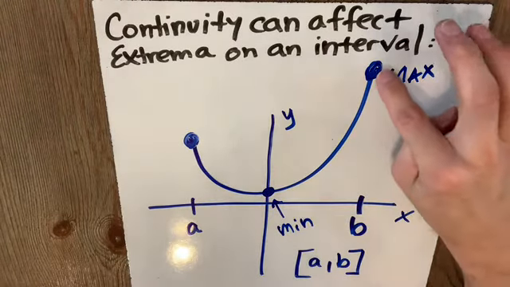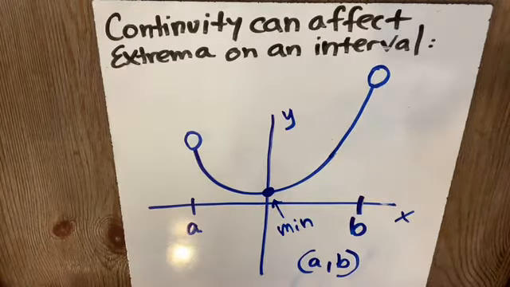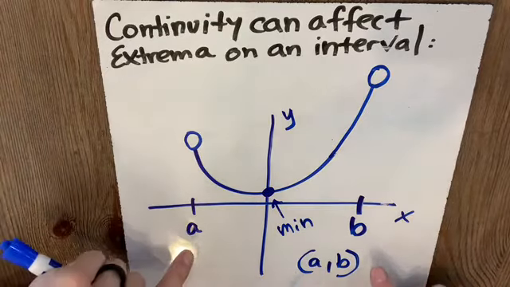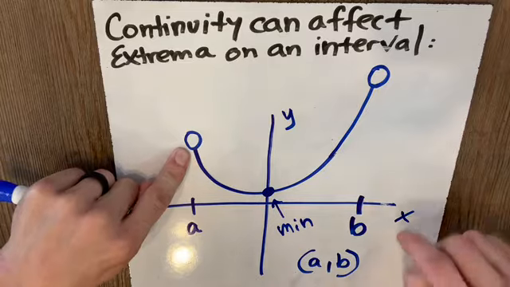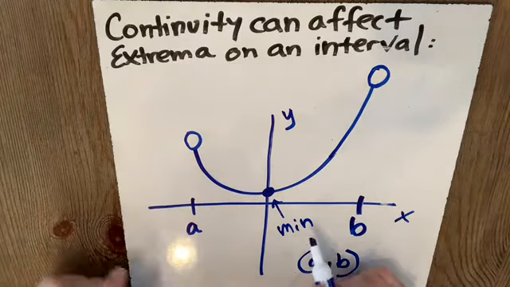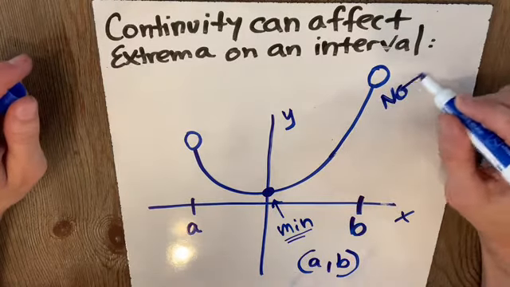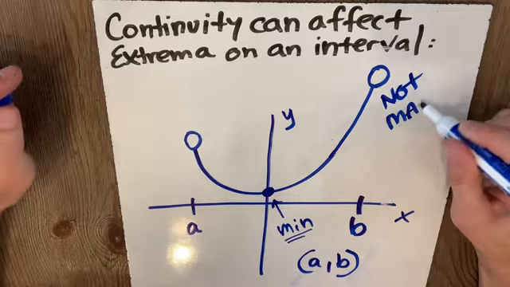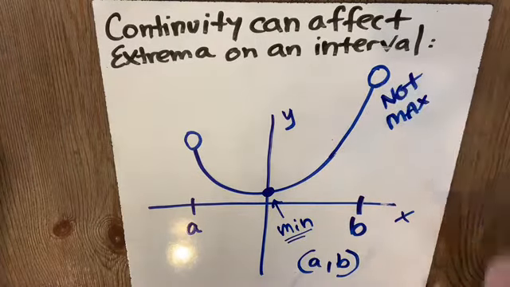Highest y value is the absolute max. Lowest y value is the absolute min. Now look what I've done. I've changed the interval from the closed interval to the open interval. So I have an open circle here and an open circle here. Now this remains our minimum point, but this is not a maximum. Look, it's not a maximum because we have an open circle there.